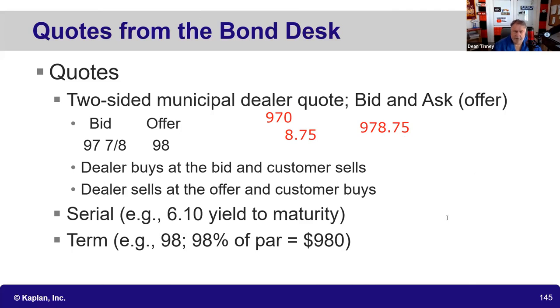So if the customer is selling this muni bond, the customer is going to receive this price. If the customer is buying, they're going to pay that price. Now, most people who buy bonds are interested in buying the bond and holding it to maturity. And so that's how we quote most bonds, on a yield to maturity basis. But if it's a term bond and you're talking to the bond desk, we're going to quote it in price. So serial bonds are quoted in yield to maturity. Term bonds are quoted in price.